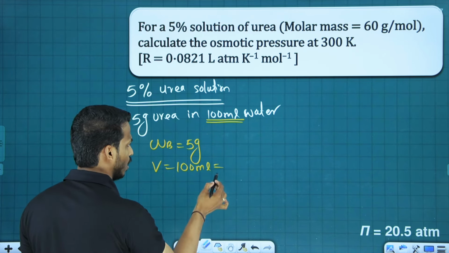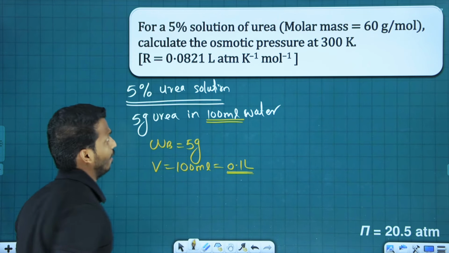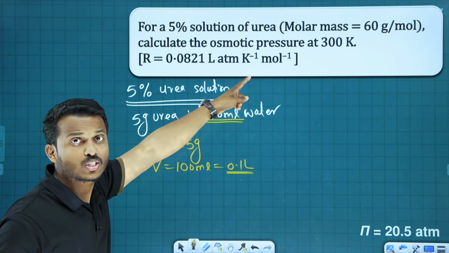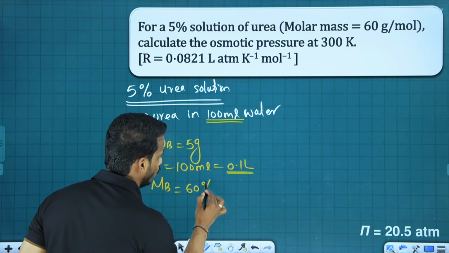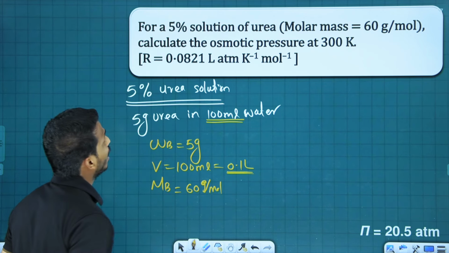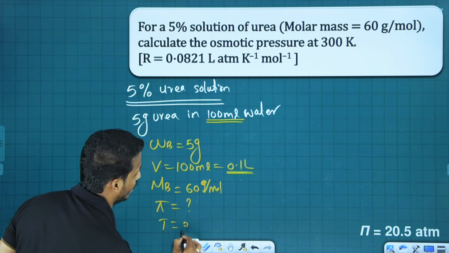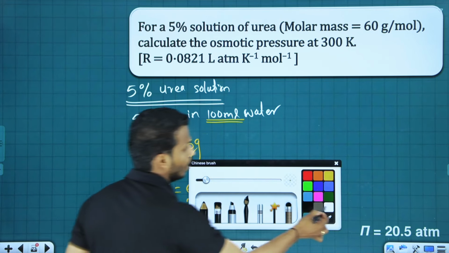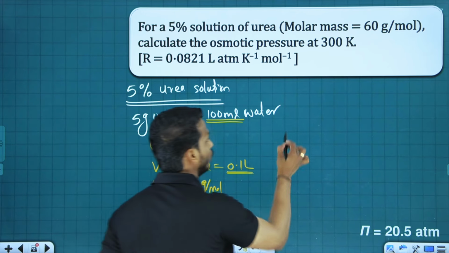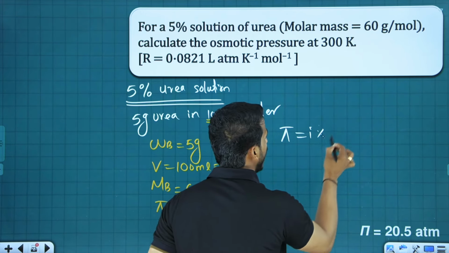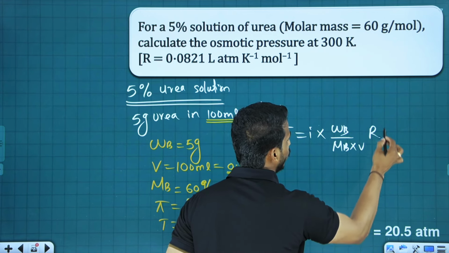Better to convert into liter, 0.1 liter. Ready? Question, and the molar mass of the solute is also given, my dear. MB is given 60 gram per mole for urea. Calculate the osmotic pressure. So pi we need to calculate at a temperature of 300 Kelvin. The R value, universal gas constant, is already given. What is our equation for that? Pi equal to I into WB by MB into V into RT.